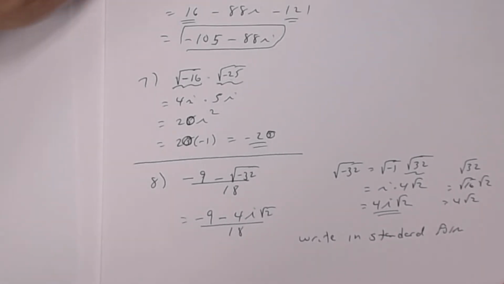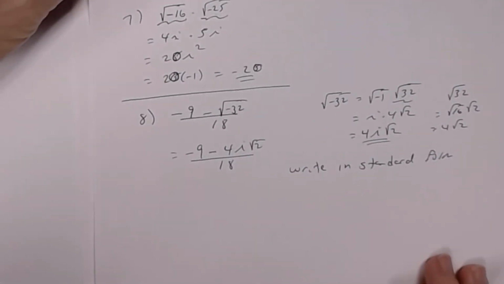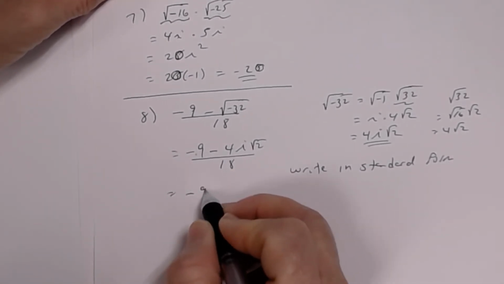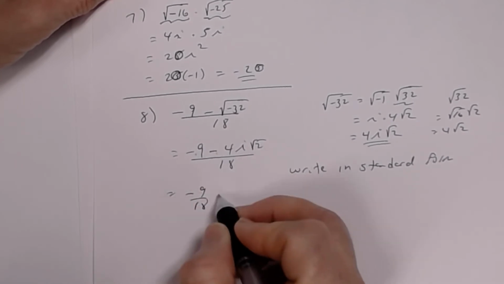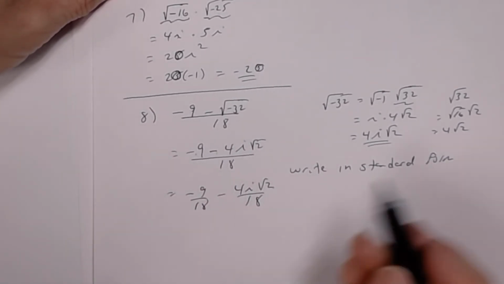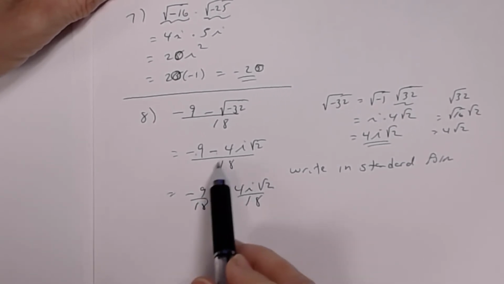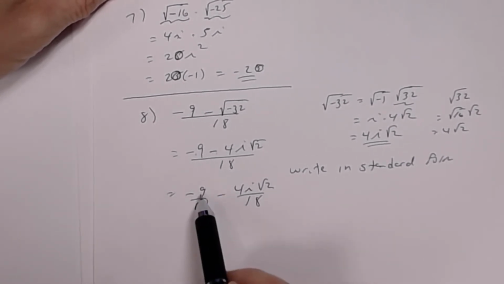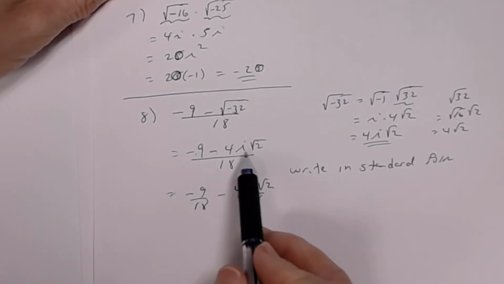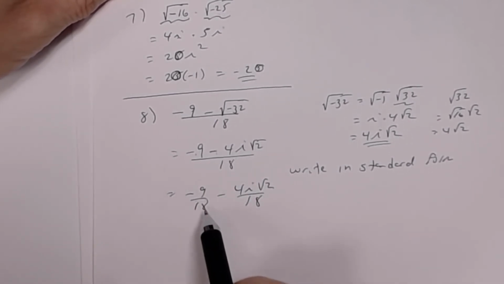And so when I put this in standard form, I'm going to get negative 9 divided by 18, subtract 4i square root of 2 divided by 18. Okay? So remember, your denominator is just one term right here. So negative 9 divided by 18 minus, and then 4i, this term, divided by 18. Now you've got to simplify.